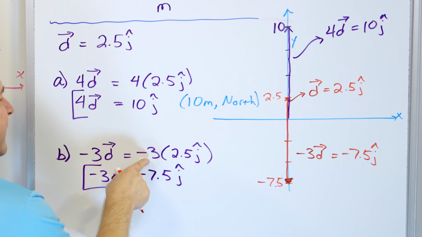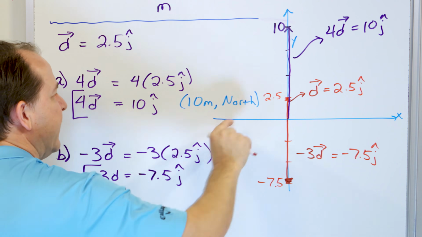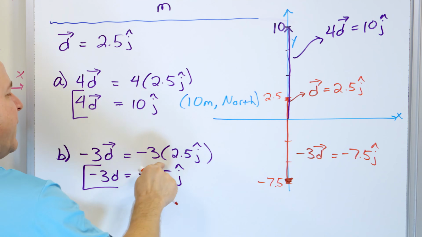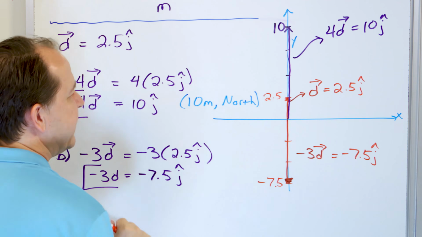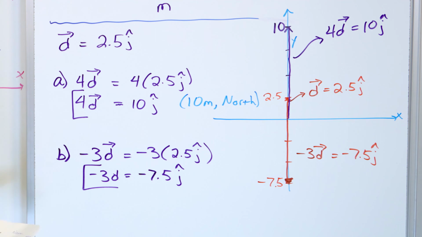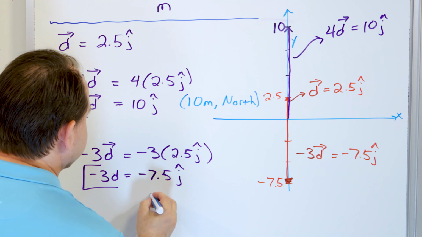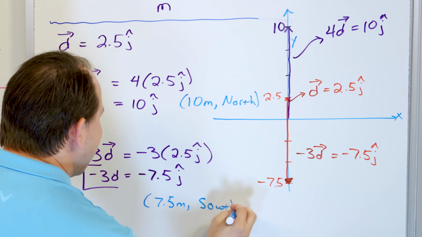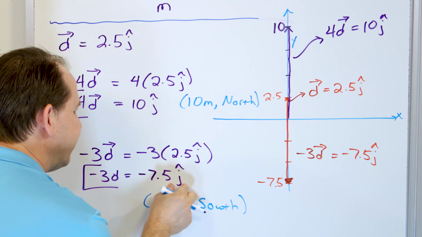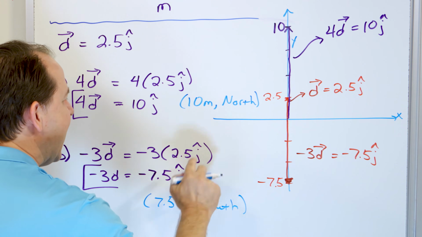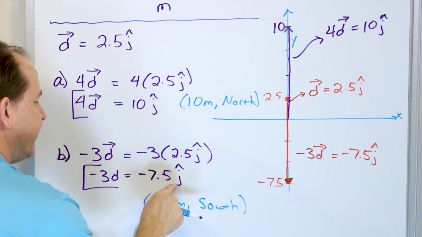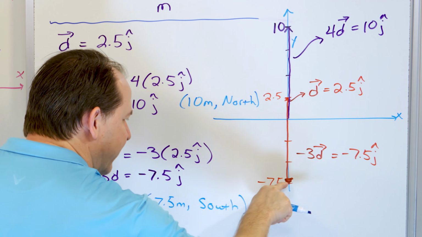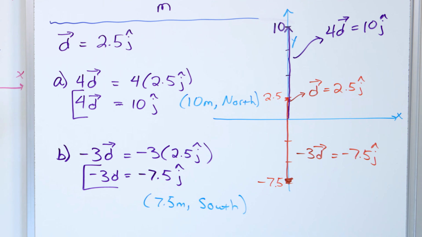So you can kind of think about it as multiplying by the negative sign is what flips the vector around, then multiplying by the 3 stretches it out in the negative direction, so you have negative 7.5 in that negative direction. So if you wanted to write it in terms of words, you would say that this was equal to 7.5 meters south. But mathematically, we write it like this because the direction information is contained here. The j hat direction is positive, so the negative 7.5 j hat means negative 7.5 units in the down direction.